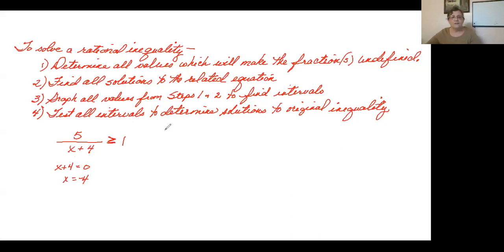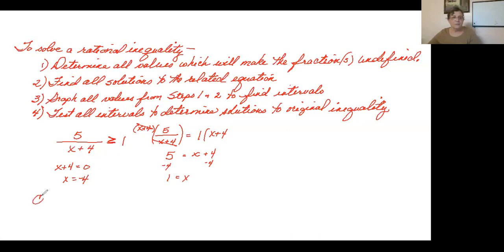And we can now change this to an equation. 5 over x plus 4 equals 1. By making an equation, we can go ahead and multiply both sides by the common denominator. So I can multiply both sides of this by x plus 4. Over here is just going to cancel. So I've got 5 equals 1 times x plus 4 is x plus 4. Subtract 4 from both sides gives me 1 equals x.